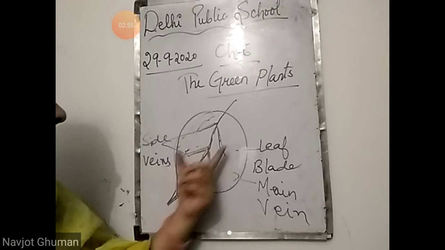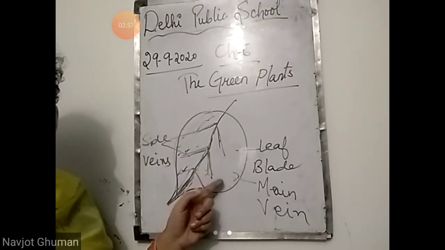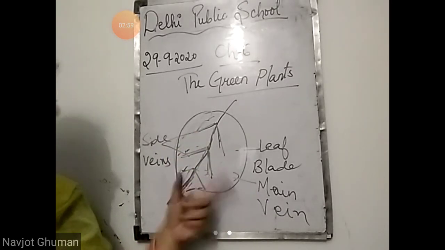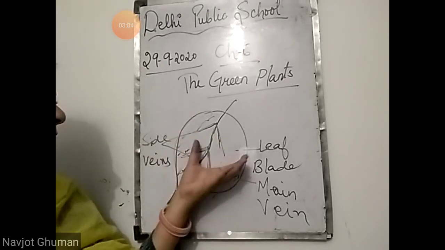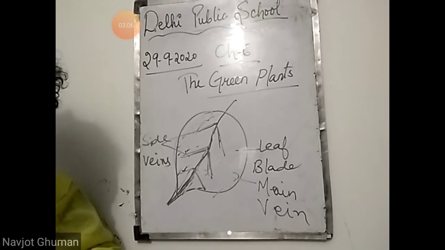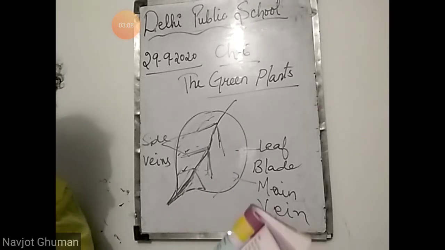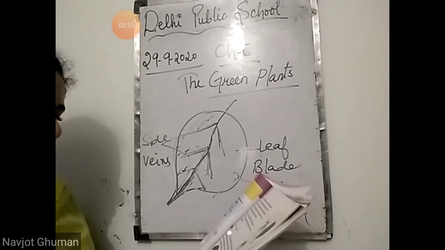Now, the leaf blade varies from plant to plant. Some plants have a very broad leaf blade, ज़्यादा broad होता है, कई का होता है narrow. So from this we can guess कि what type of plant it is.